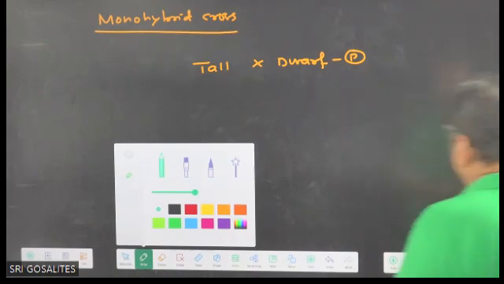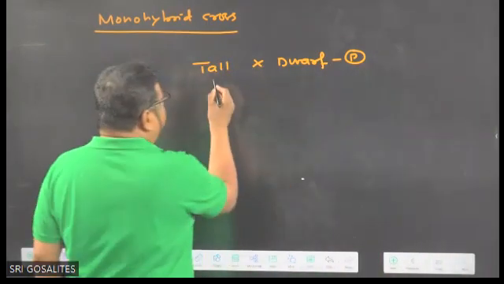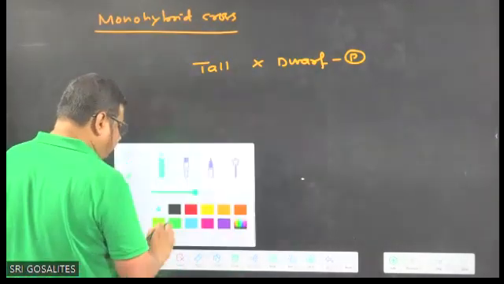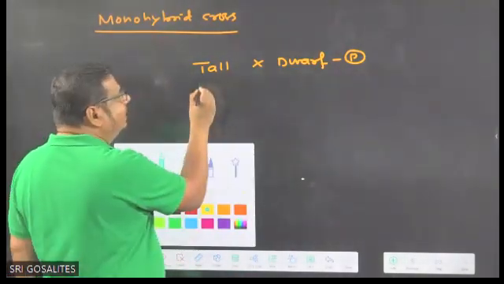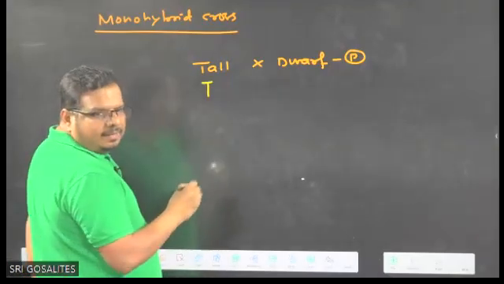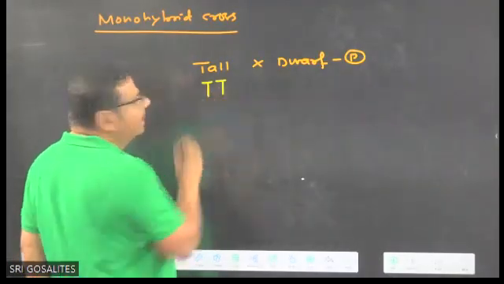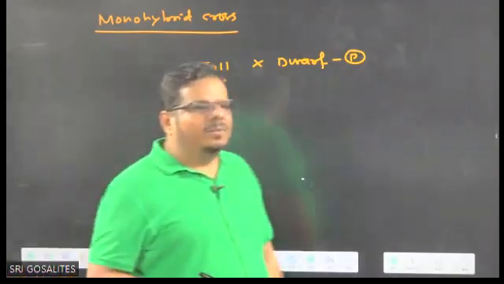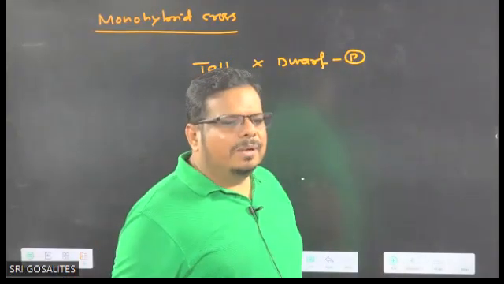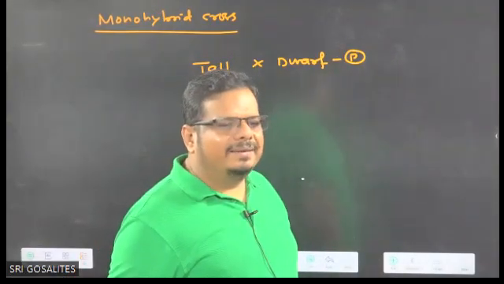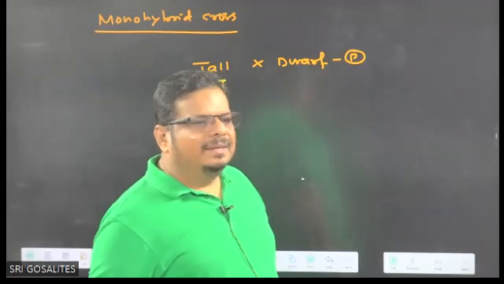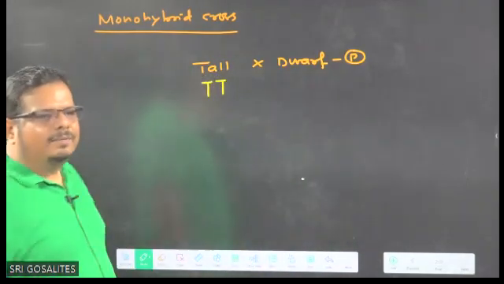Haji, tell me, hurry up. What should we write? Capital TT here or capital T small t here? Capital TT. Very good. Why do I write capital TT here? Give the reason. Because the parents are pure line. Parents are taken as pure line by Mendel.